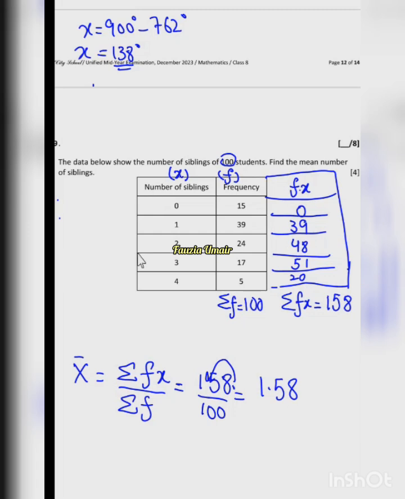But what is the unit? 1.58, what is the unit? I am finding the mean of what? Siblings. Can siblings be in decimal? No, ma'am. So then what should I do? When I was writing the unit, I figured out that I cannot write siblings with 1.58. What should I do then?